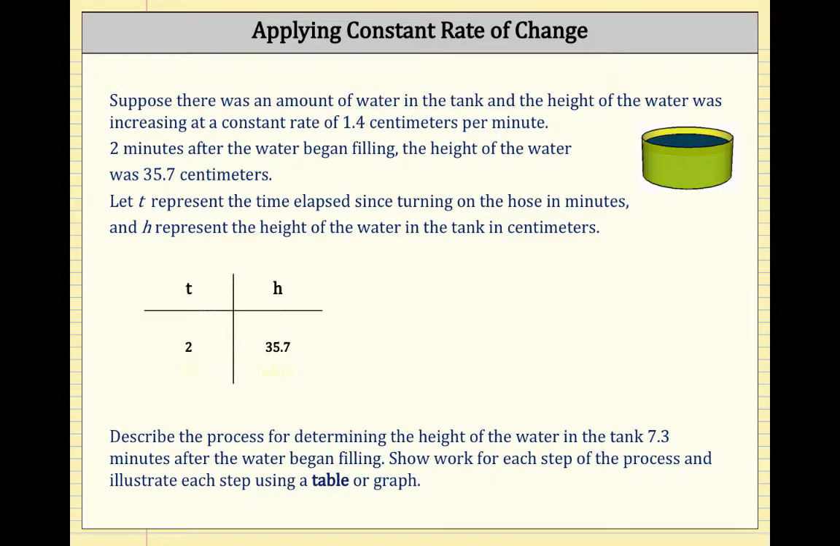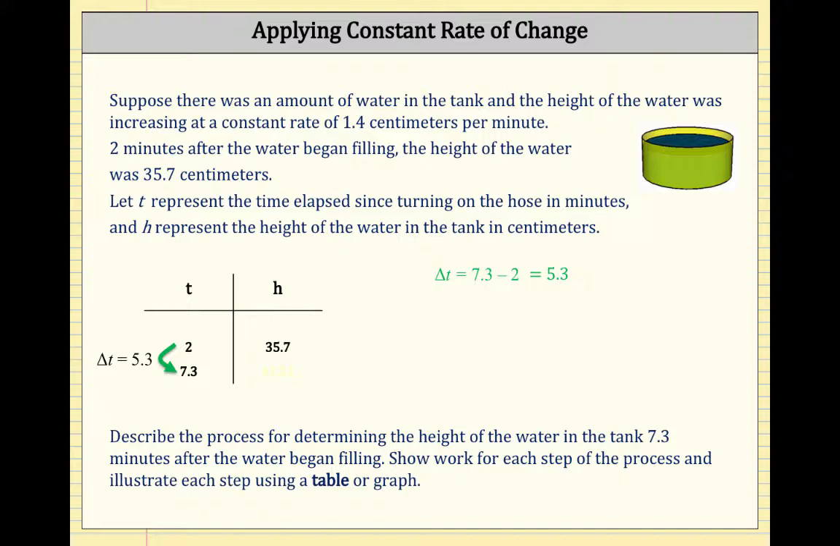Looking at the table, we know when 2 minutes have elapsed, the height of the water in the tank is 35.7 centimeters. And we want to figure out the height of the water 7.3 minutes after the water began filling. The first thing we want to do is find the change in time, which we do by taking 7.3 minus 2 to give us 5.3. So the change in time is 5.3.